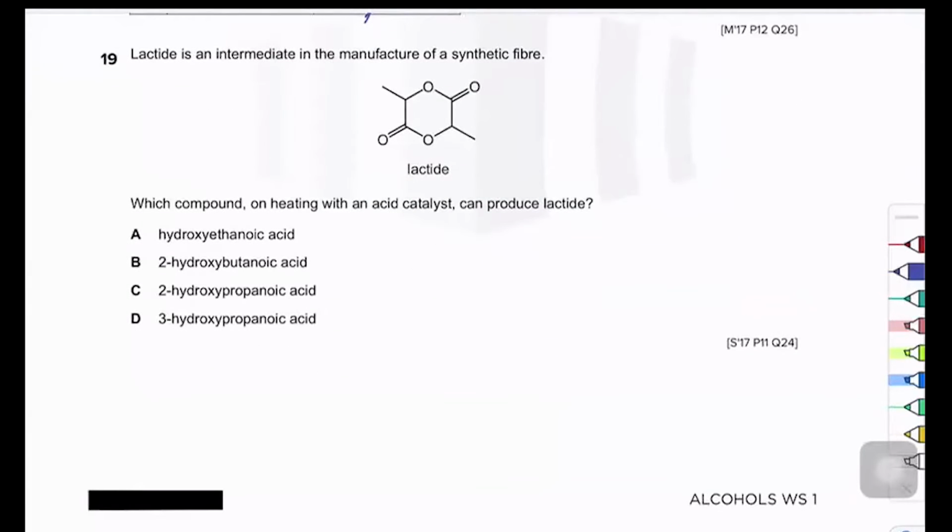Lactide is an intermediate in the manufacture of synthetic fiber. Which compound on heating with an acid catalyst can produce lactide? What kind of functional group does lactide have? Is it an aldehyde? No, it has a C=O group in it. So is this an ester? C=O group. This is an ester.